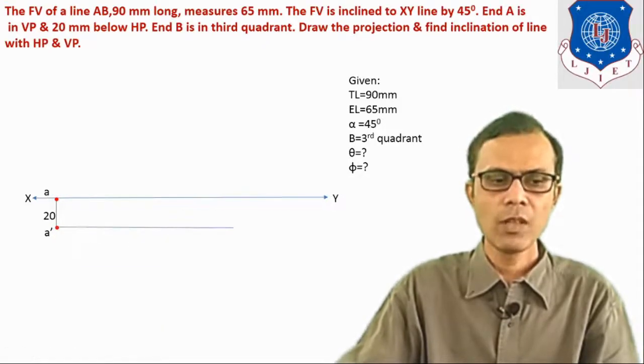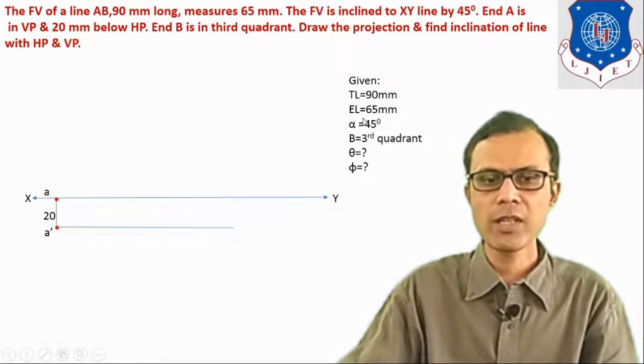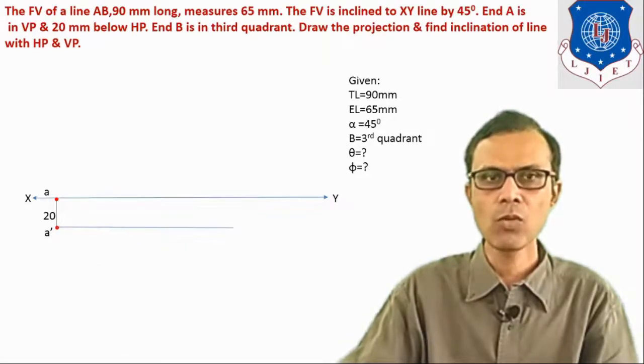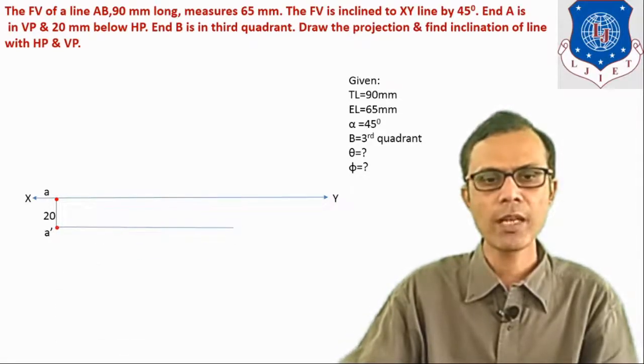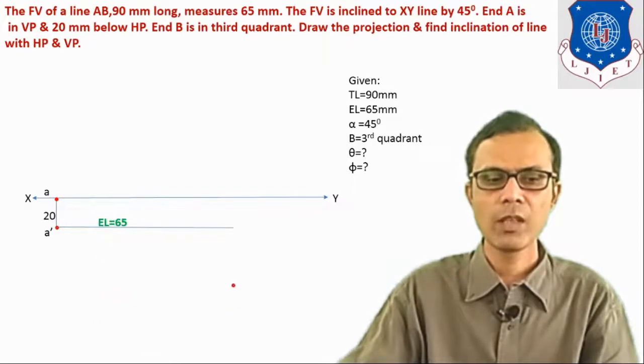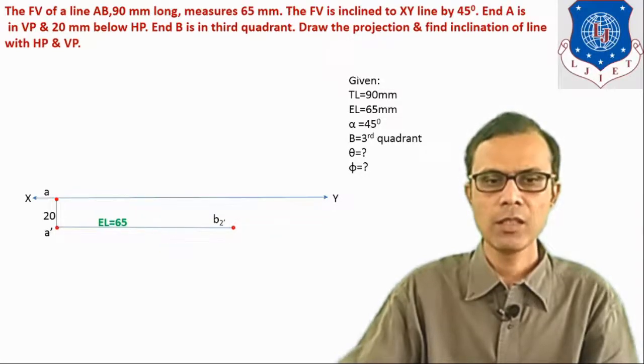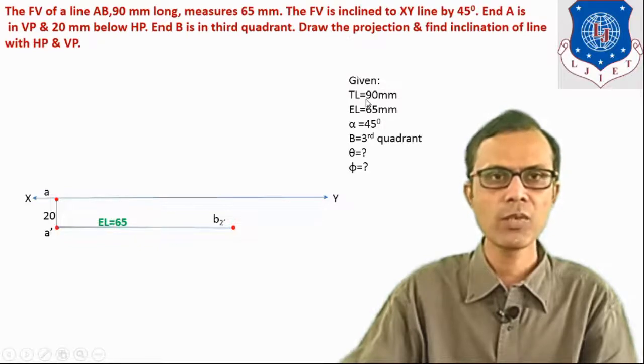Now the next data is elevation length, which is 65 mm. A dash point is the elevation. So from A dash point, draw the elevation length, a horizontal line of 65 mm. It is A dash B2 dash. So here the elevation is parallel to XY line, so its top view gives true length and true inclination angle. We have the true length, so we can use this data.